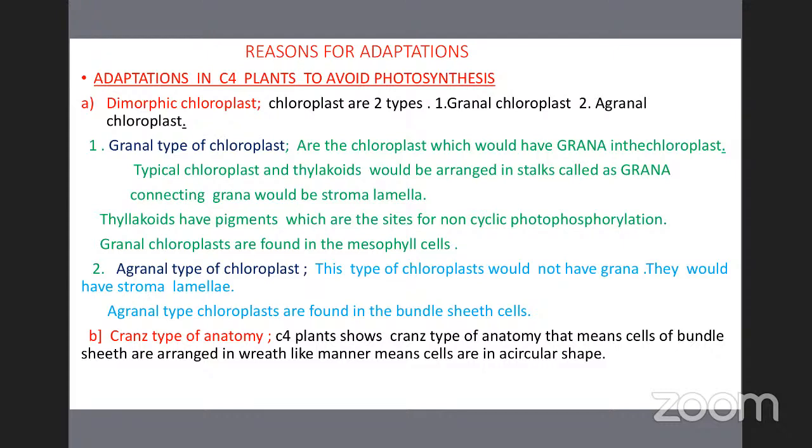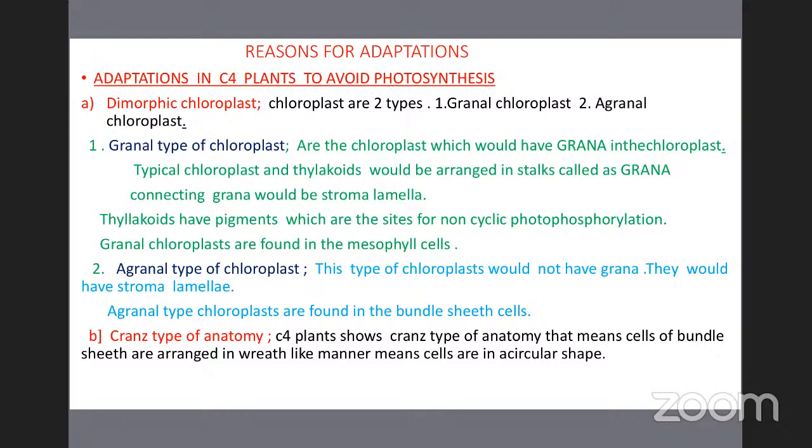The next, second type of adaptation by the C4 plants is Kranz type of anatomy. What is the meaning of Kranz type of anatomy? That means C4 plant shows Kranz type of anatomy. That means cells of bundle sheaths are arranged in a wreath-like manner. You know the meaning of wreath. Wreath means in a single circle manner. That means bundle sheath cells are arranged one after the other in one cell thickness around the vascular tissue. That is called nothing but wreath-like manner.